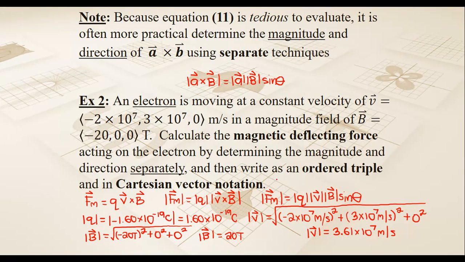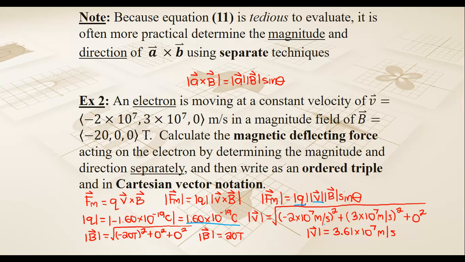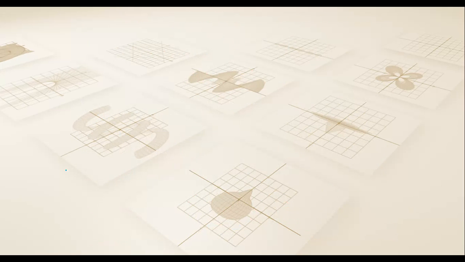Okay, so to calculate the deflecting magnetic force, because it says figure out the magnitude and direction separately, we almost have every piece of the magnitude. We have the value of Q, which is this value. We have the value of V, which is this value. We have the value of B, which is the 20 teslas. So the only thing we don't have is the sine of theta. Now this is where it gets a bit more complicated, because we need to draw a picture to figure out what theta is going to be. I'll do that on the next slide here.